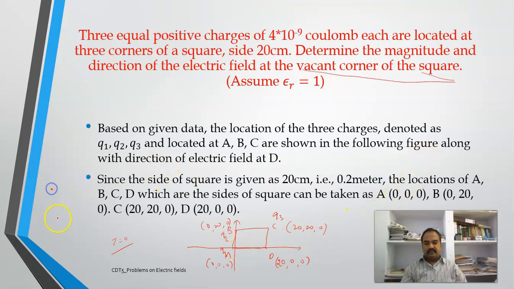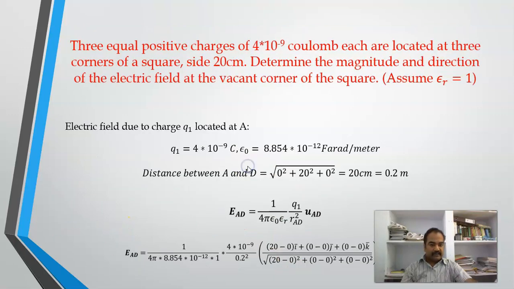So there are charges Q1, Q2 and Q3 at A, B and C. From A, the direction will be along the line joining A and D. From B, it will be like this. And from C, it will be like this. So this is the electric field due to the charge A, this is the electric field due to the charge B, and this is the electric field due to the charge C. So the net electric field is the summation of these electric fields in vector form. So I will start with the electric field due to the charge A.